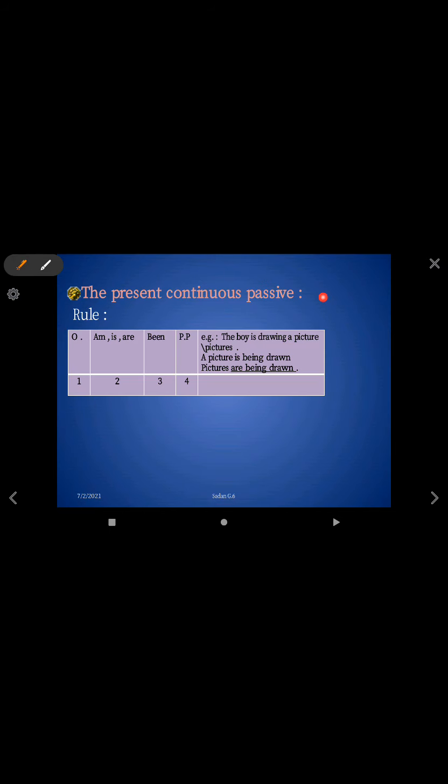Now we go to the present continuous passive. Its rule: first object, second am or is or are, third being, fourth the past participle. The example: the boy is drawing a picture or pictures. If it is a picture, a picture is being drawn. If it is pictures, pictures are being drawn. Here we use is and here we use are.